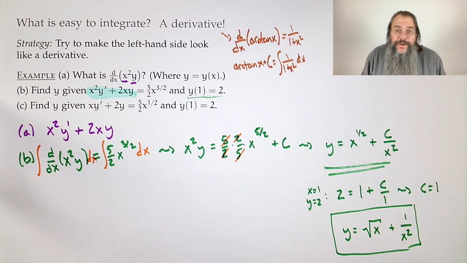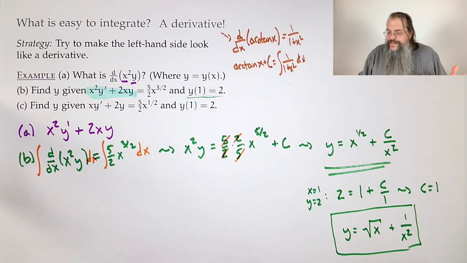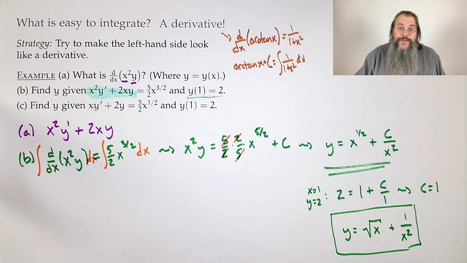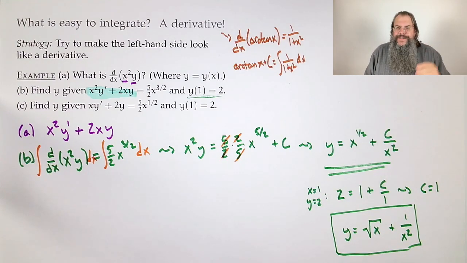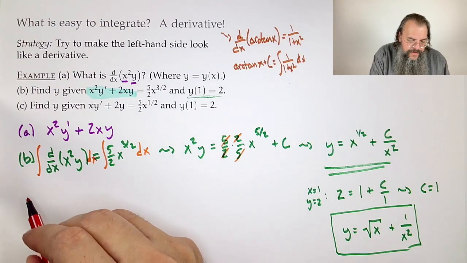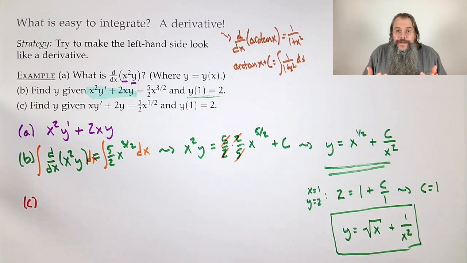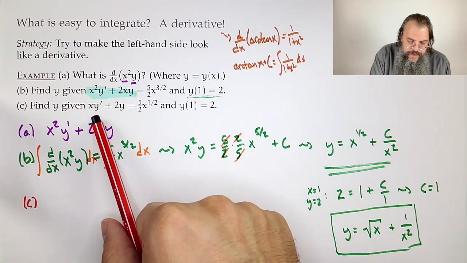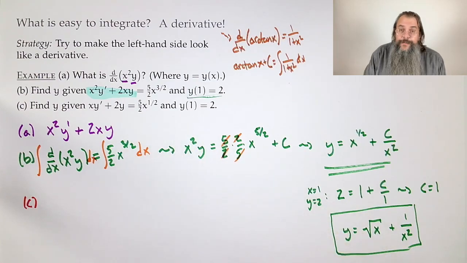Okay, so that's wonderful. And that took advantage of the fact that our left-hand side looks like a derivative, and life was good. Now we come to part C. Let's talk about part C. It says, find y given that we have x y prime plus 2y equals 5/2 x to the 1/2, and y of 1 equals 2.